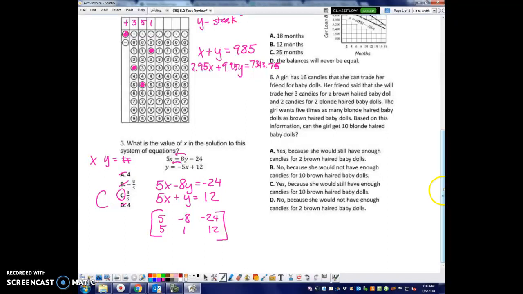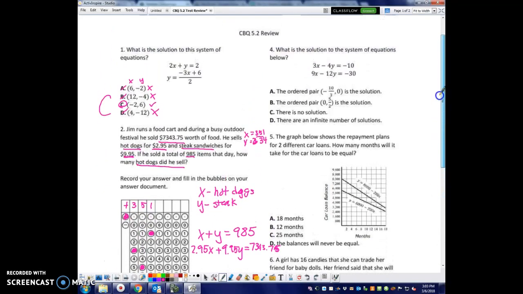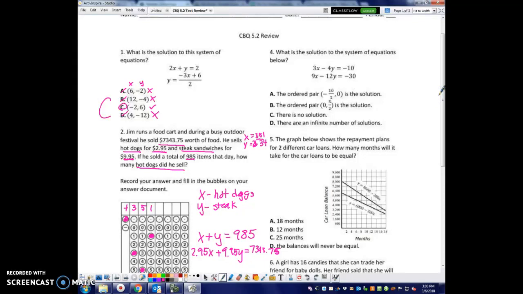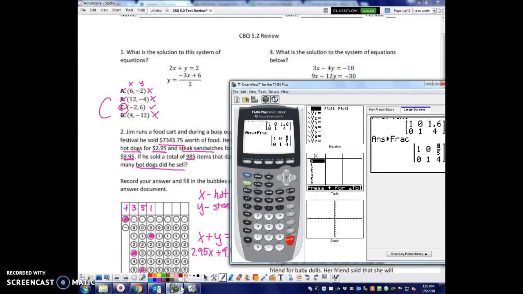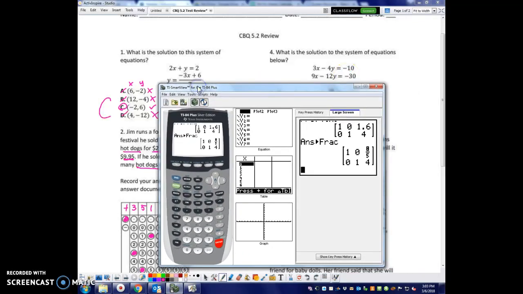All right, so let's look at number 4. Number 4, what is the solution to the system of equations? Well, this is easy. Let's check it. X, y equals number. Let's use matrix. Okay, so second matrix, over to edit, 2 by 3, type them in. 3, negative 4, don't forget your negative, negative 10. And then 9, negative 12, and negative 30.